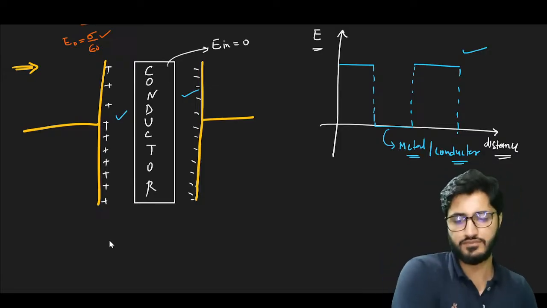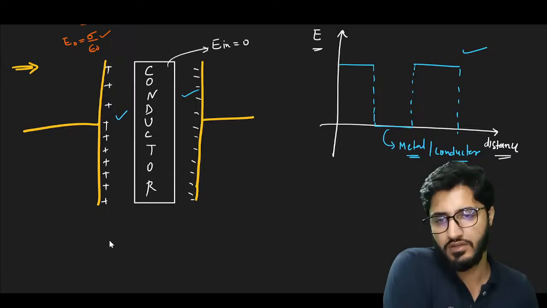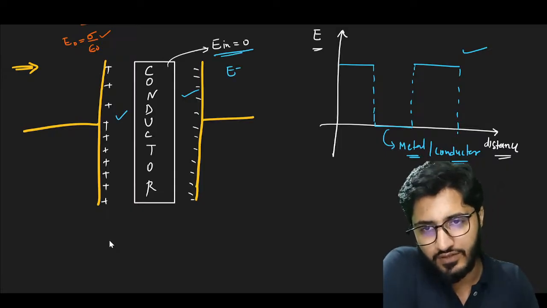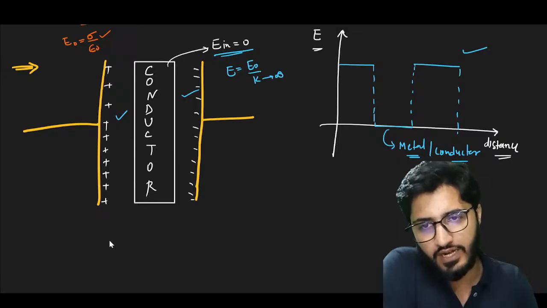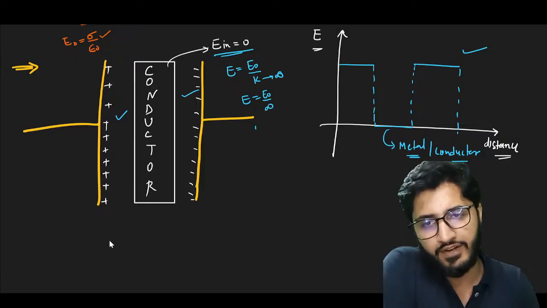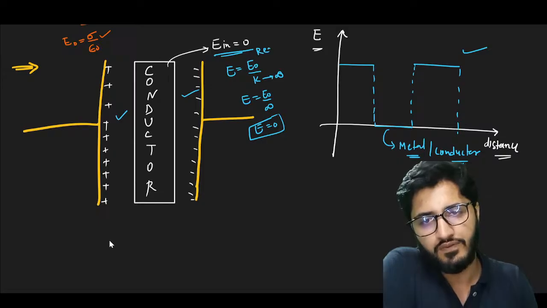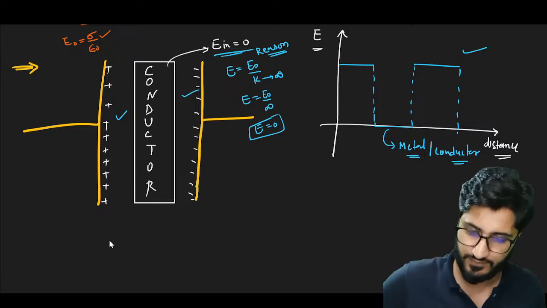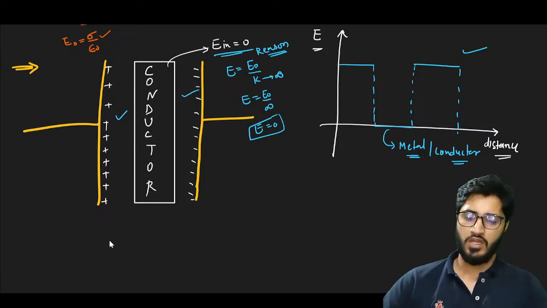Okay. Done now. And why? What is the reason, sir? Because E is equal to E naught divided by K, and K for a metal is infinite, so I will write E equals E naught divided by infinite. Something divided by infinite is 0, so E equals 0 inside a conductor. This one is my reason. Done.